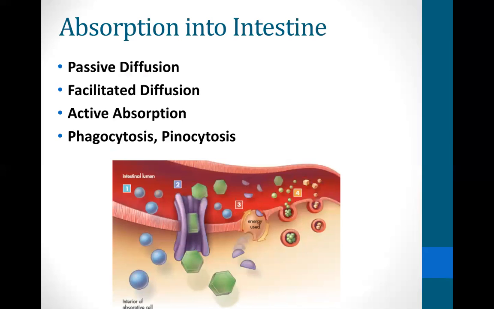Facilitated diffusion is a similar concept, however, it relies on a carrier protein to follow the concentration gradient. So it does follow concentration gradients, but it requires a protein. Active absorption needs a carrier protein as well as some energy. And then phagocytosis and pinocytosis is pictured here in number 4. That's when cells actually engulf different components and then bulge out from the lining of the intestine, and those components are deposited into the cell.